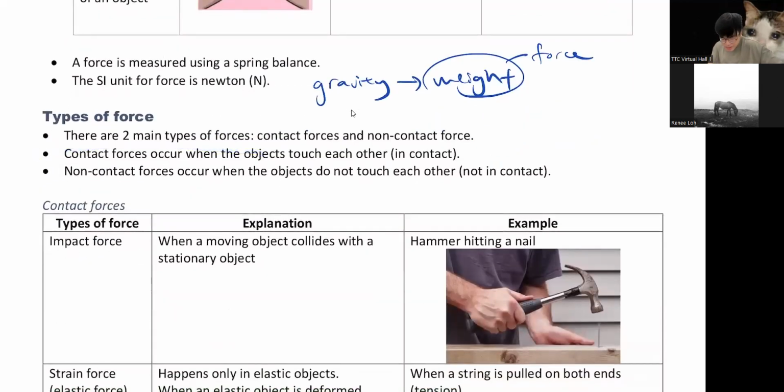Alright, so there are 2 main types of force. Alright, really easy stuff here. So 有2种力 we call it contact force and non-contact force. 有接触的力和没有接触的力。So what is contact? When I touch you, that's a contact lah. Okay, when you touch a wall, when there's a contact 有接触到的就是 contact force 咯。没有接触到的就是 non-contact force.